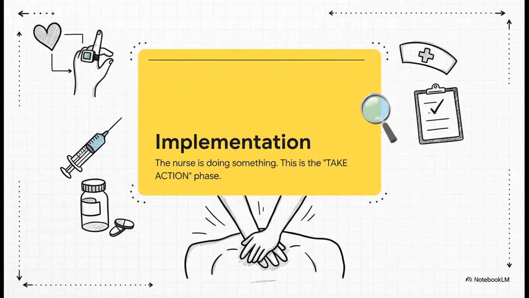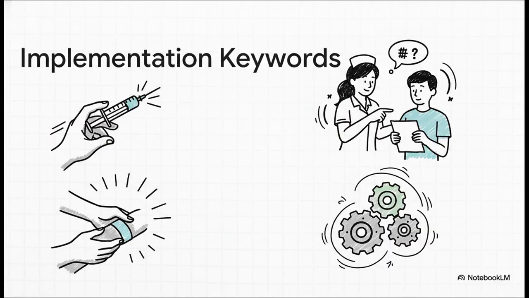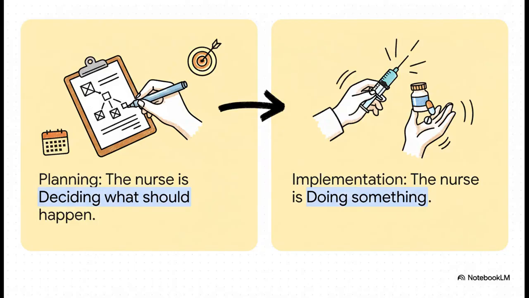This is where you, the nurse, get to take direct action. And the key words for implementation are just boom, all action verbs. You can see it right there. You're administering medication, performing a dressing change, teaching the patient. If the nurse is actively doing something to or for the patient, that's your answer. You've found it. So let's lock this concept in right now. If the nurse is deciding what should happen in the future, that's planning. If the nurse is actually doing something right now, that's implementation. Knowing this distinction is absolutely golden on the exam.